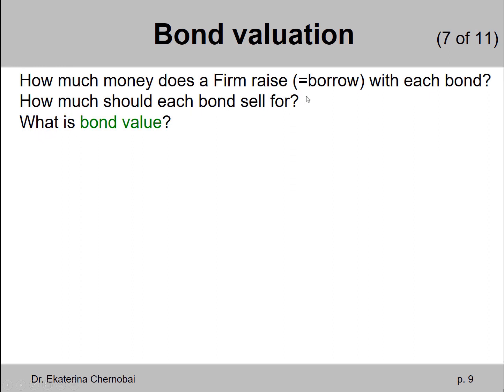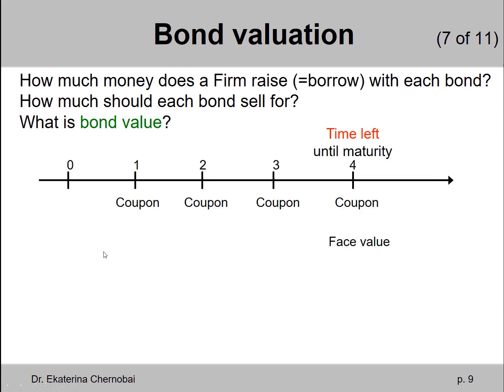So what is the bond value? How much should each bond sell for? How much money does the firm raise or borrow with each bond? These three questions ask you to calculate the same exact thing. So we usually call it bond value, calculating bond value, or bond valuation. And like was shown earlier, what you get in the future when you buy a bond is annual coupon payments, as well as the face value at the very end. And you will continue receiving those coupon payments until maturity. So you look at the amount of time that's left, and that becomes part of our calculations.